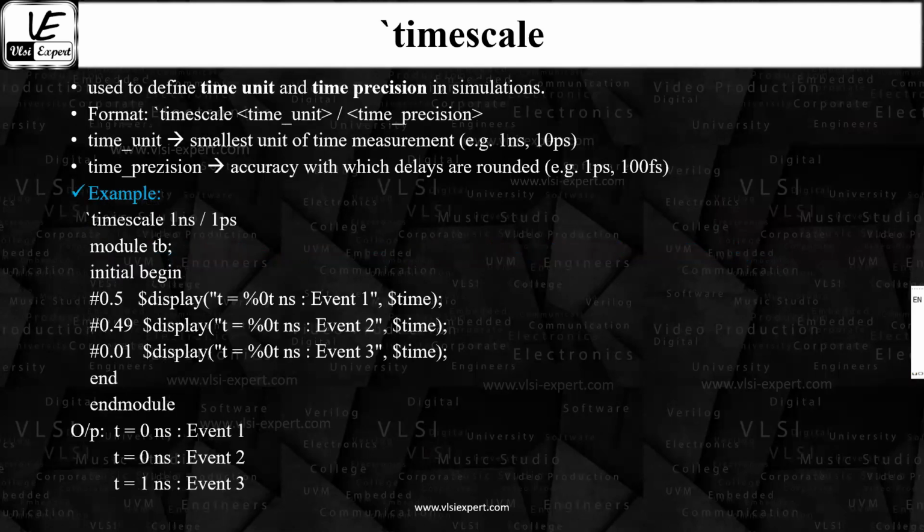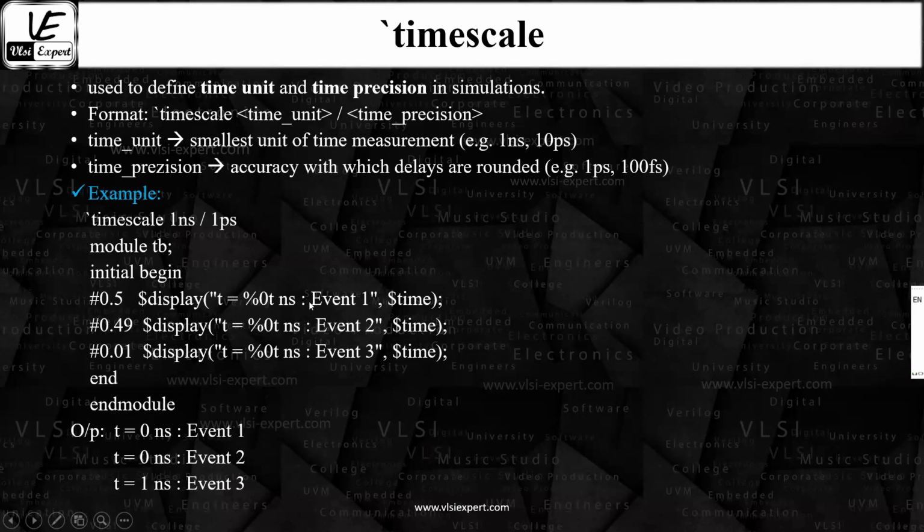The next one is timescale. This directive is used to specify time unit and time precision for simulation delays, and the format is this: first backtick timescale, then time unit, then time precision. The time unit specifies the smallest unit of time used in delays such as 1 nanosecond or 10 picosecond, and the time precision controls how delays are rounded off, commonly 1 picosecond or 100 femtosecond.